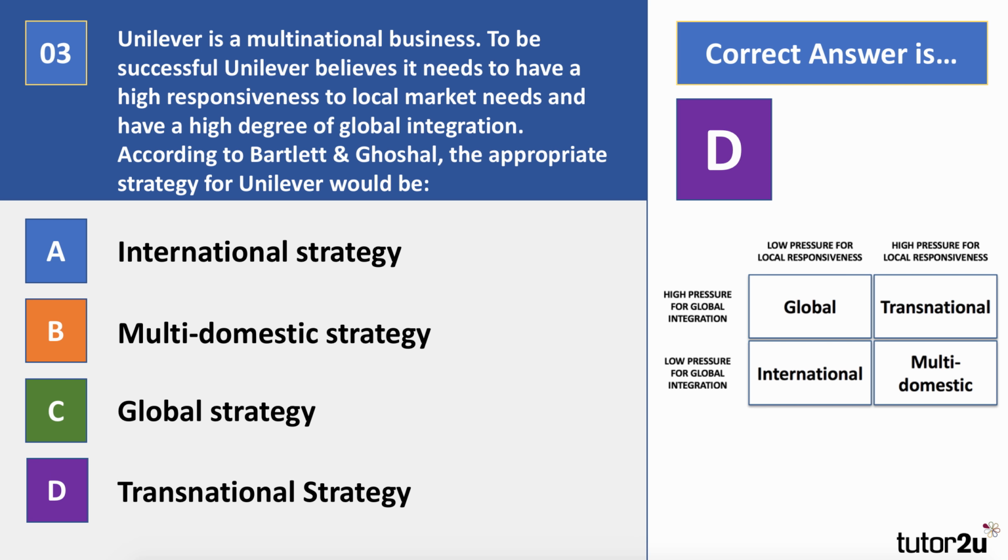A strategy that's required where a business like Unilever needs to be highly sensitive to the need to respond to local market needs, tailoring their wide product portfolio of cosmetics and consumer goods of all sorts to meet the local needs of each market, but also the need to be highly efficient, to have high degrees of global integration, particularly in relation to manufacturing and information processing. So the answer is a transnational strategy, answer D.